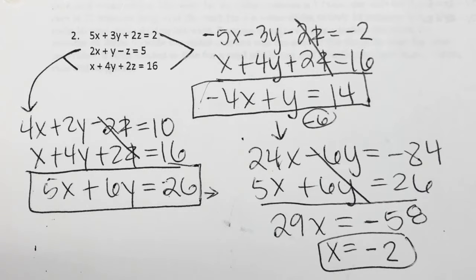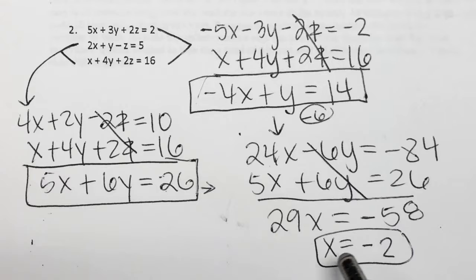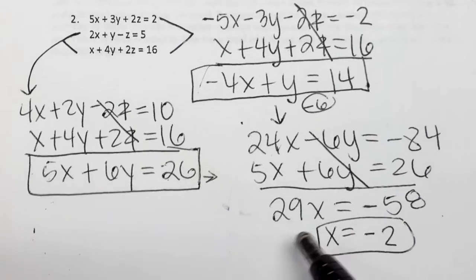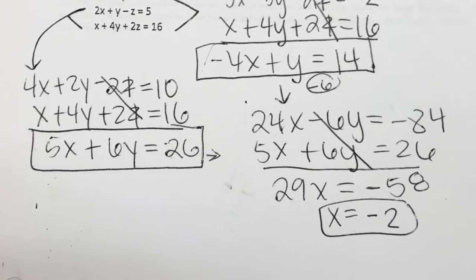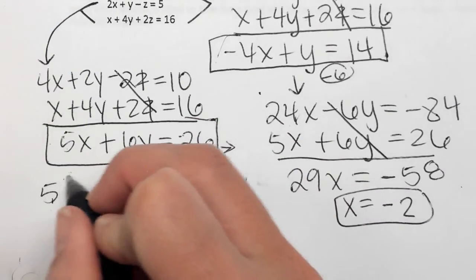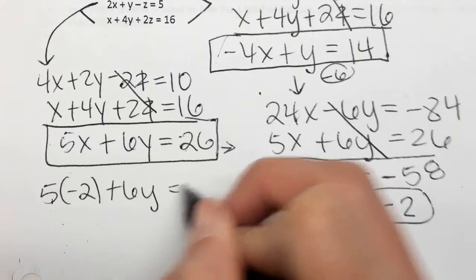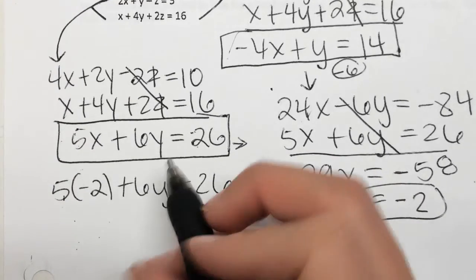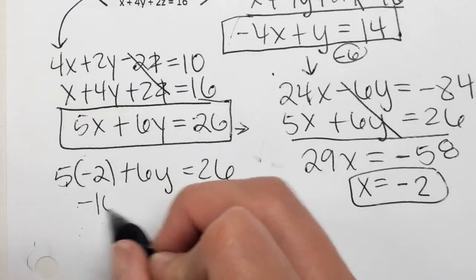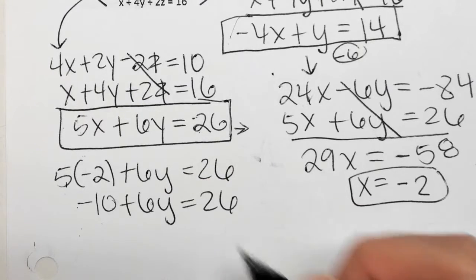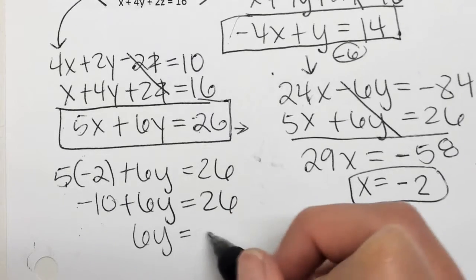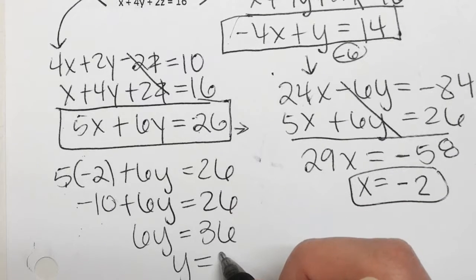Cool. Okay, Sawyer, what do I do from here? Yes, by plugging this into what? Plug it into the box formula. Yes, so you want to do this one? Okay, so 5 times negative 2 plus 6y equals 26. Alright, Alex, this will give me what? Negative 10 plus 6y equals 26. And then to solve, I'll do what? Add 10, divided by 6. Very good. So y equals 6. Very good.